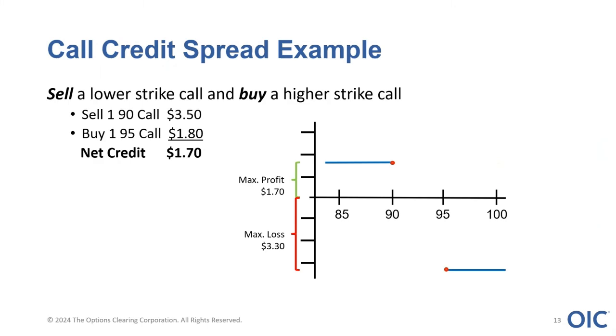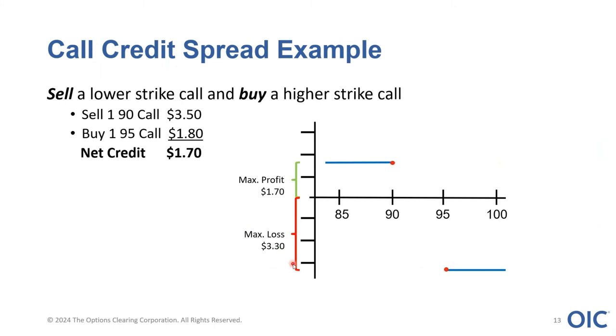Now, above 95 is where this spread incurs its max loss. Now, keep in mind, this is defined loss. The reason why this P&L line is straight across is because it's defined. It doesn't move when you go past 95 to the upside. This is the most you can lose on this spread.